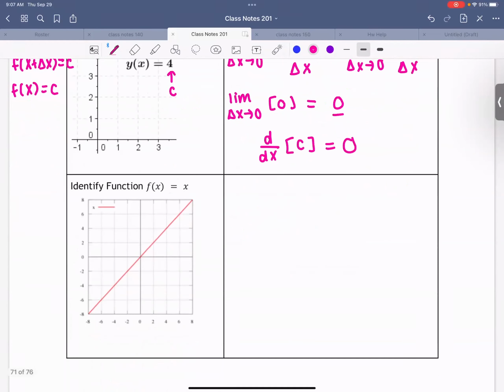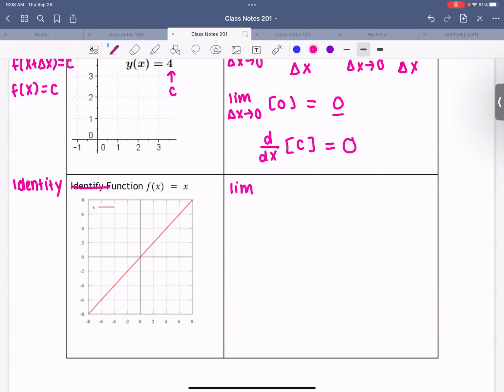Okay. Let's move on to a little bit more complicated function. Let's move on to the identity function. Now, the identity function is the function f of x equals x. It's just that straight line that goes diagonally up. Okay. Let's see if we can find the derivative of the identity function. Oh, I wrote identify function, I meant to put identity. Oh my gosh. Identity, not identify function. Okay.